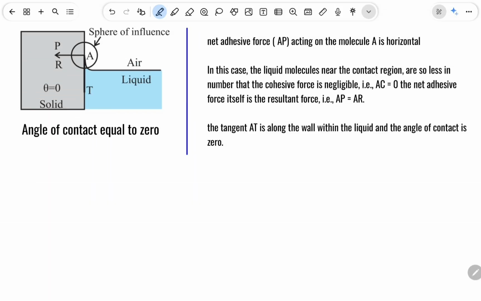Okay, so we are done with concave meniscus and convex meniscus. Now let us understand a special case, which is zero angle of contact. Let us first see the conditions which make the angle of contact zero.